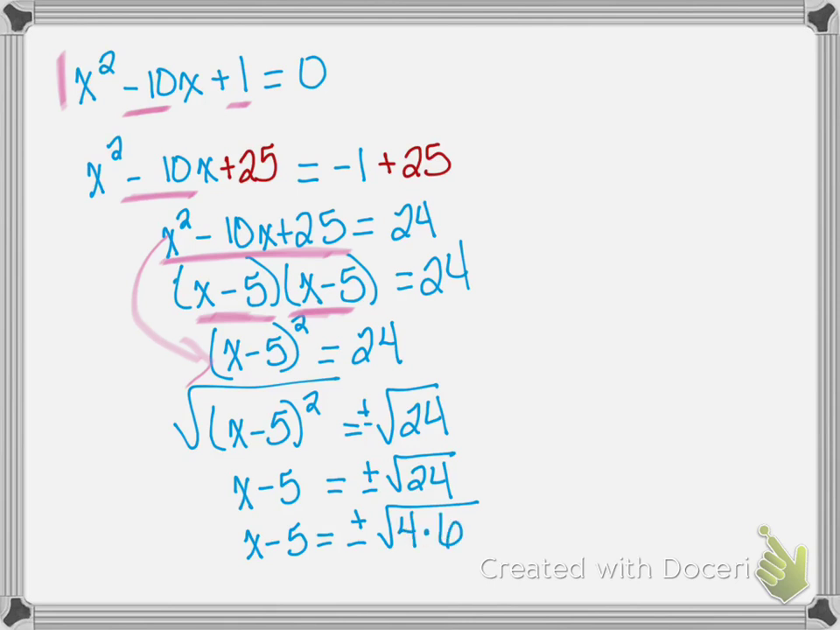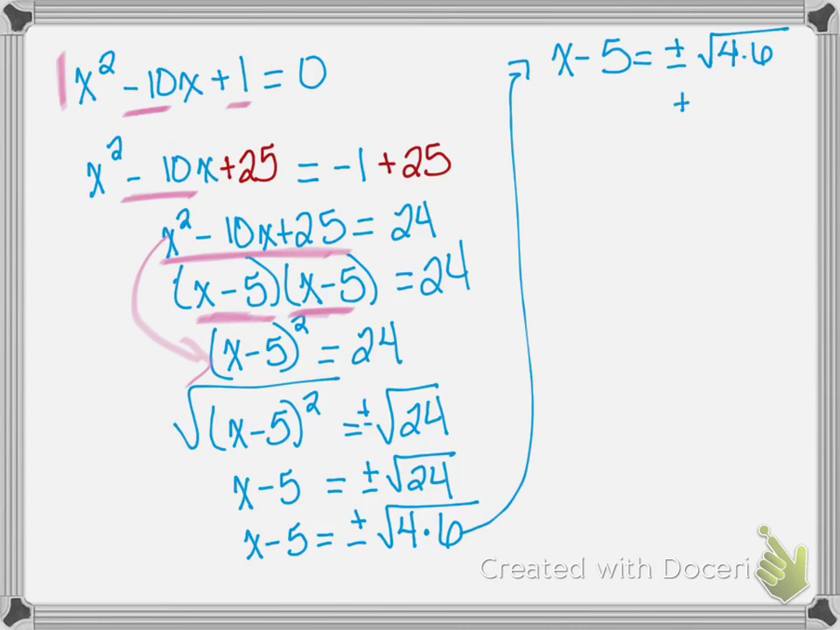Okay, so I'm going to break this up into 4 times 6. There's no reason to break 24 up into 8 times 3, because neither 8 nor 3 is a perfect square. You've got to break it up into something that's perfect. Okay, and then I'm going up here. So I have x minus 5 equals plus or minus the square root of 4 times 6. The square root of 4 is 2. And what's my last step? Okay, my last step then is to just add 5 to both sides.